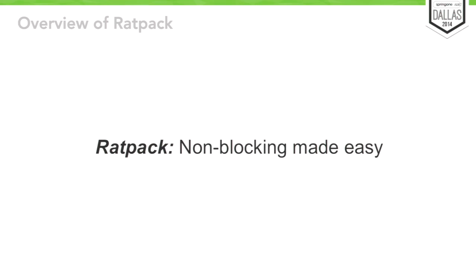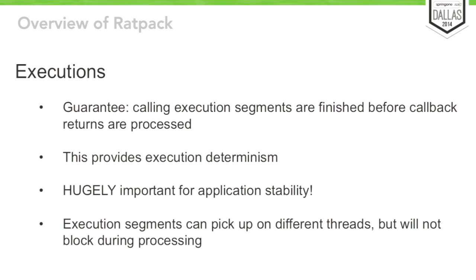So a goal of Ratpack is non-blocking made easy, right? We want to make that aspect something that you don't have to think about, right? So that you can get all of the benefits of non-blocking, but do it in a way that you can really easily wrap your brain around. So the framework is designed in a way that will bridge that gap. And to do that, Ratpack introduces something that is very close to JVM continuations, and that in Ratpack's terminology is called an execution.